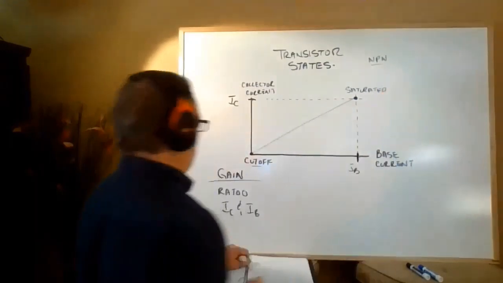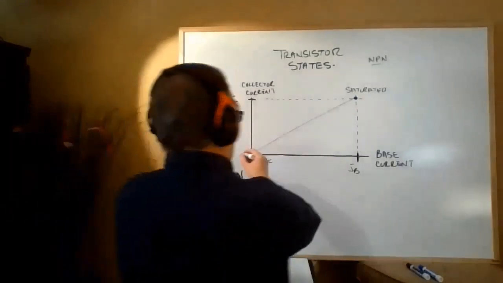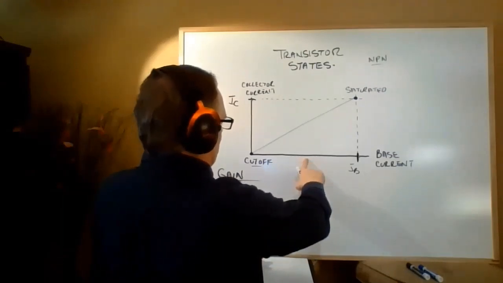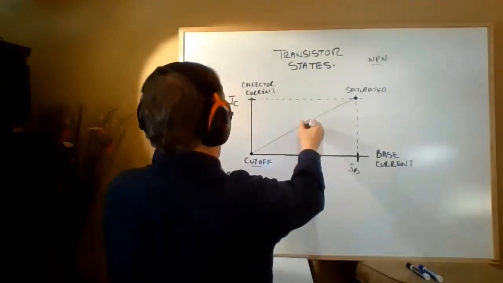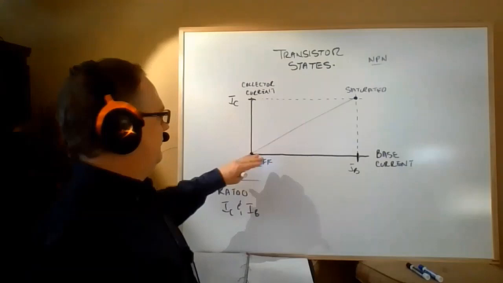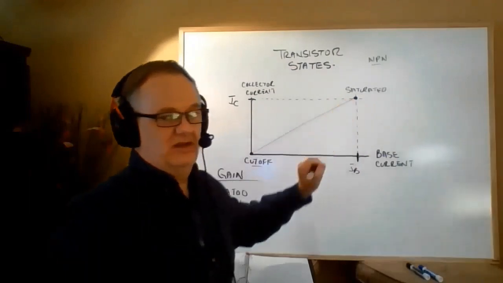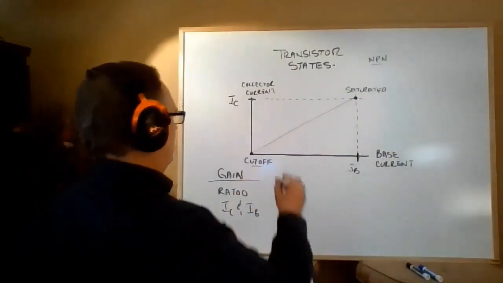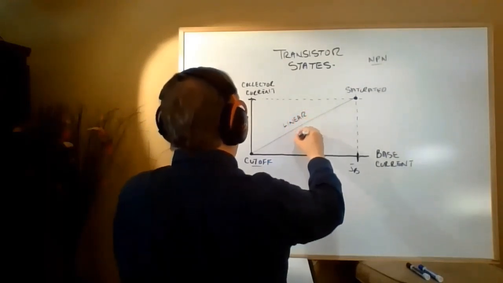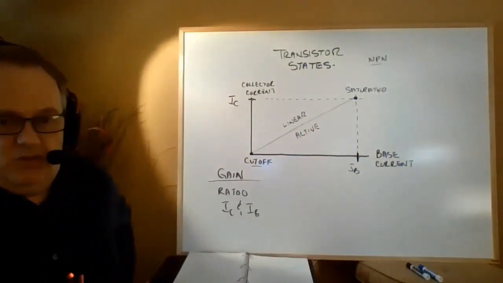Saturated. Okay, so our first state is cutoff. Our second state is saturated. Now, what about everything in between? Well, what happens is that if we reach a level of about 50% on our base current, then we'll be at a level of about 50% on our collector current. So in this region, anywhere in between cutoff and saturation is a section that is linear, and we call it active. Okay, the transistor is active, which means that it's somewhere between.